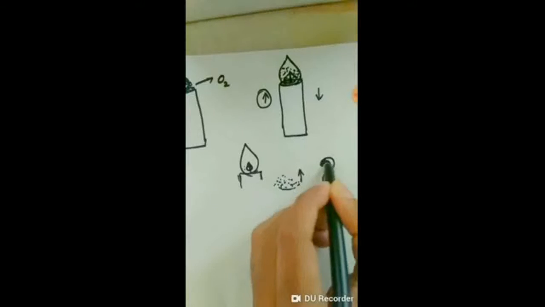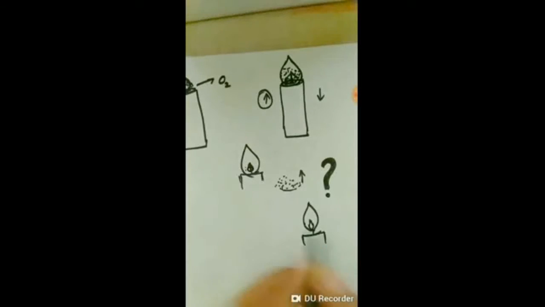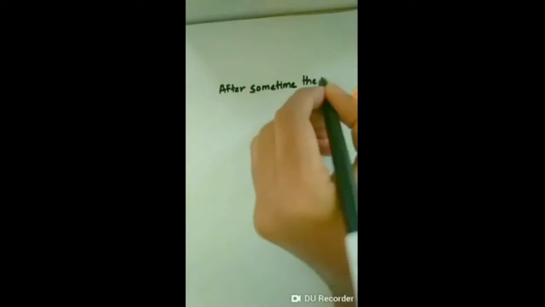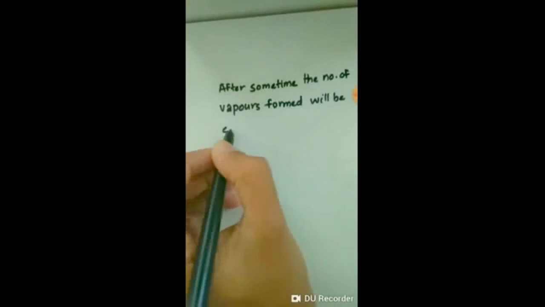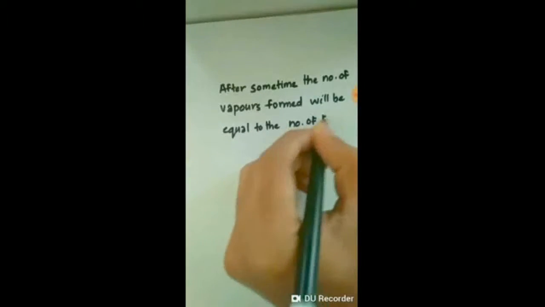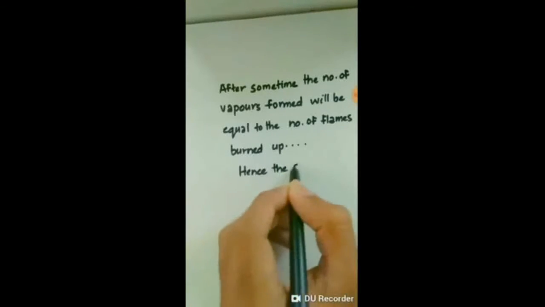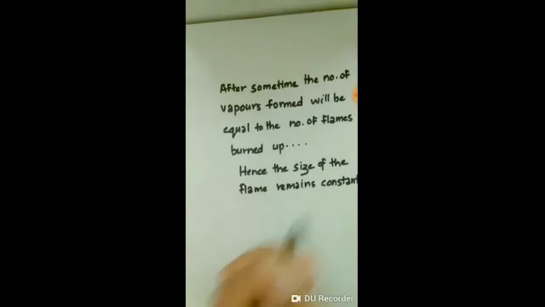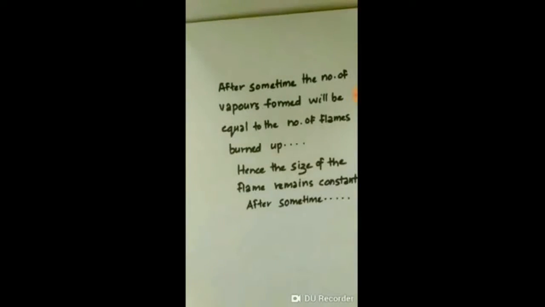But I have a question. Does the size of the flame always keep on increasing? After some time we see the size of the flame is constant, right? Why? Let's see. After some time, the number of vapors formed will be equal to the number of vapors burned up. If n number of vapors are formed, then n number of vapors will be burned up simultaneously. So there will be no additional vapors formed for the flame to increase in size. Hence, after some time, the size of the flame remains constant.